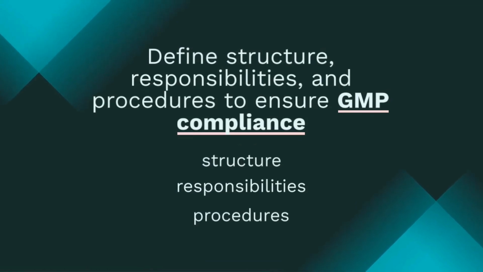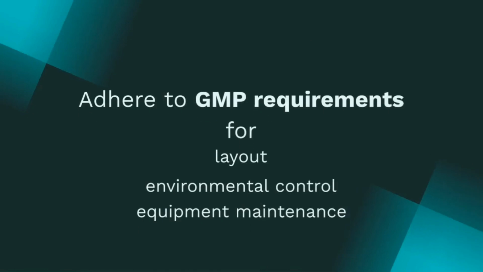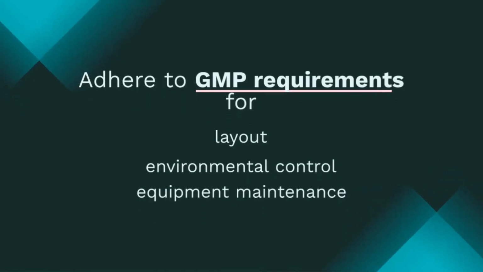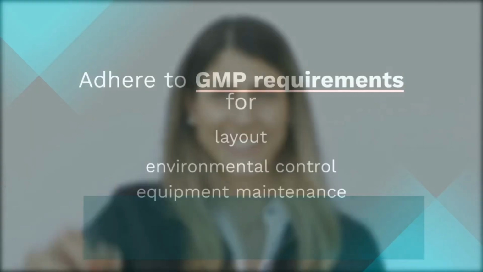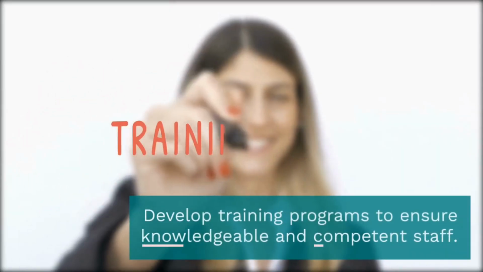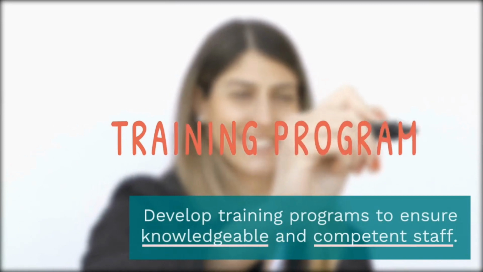3. Personnel training and qualification. Adequate training programs should be developed and implemented to ensure that personnel involved in manufacturing processes are knowledgeable and competent in their respective roles. 4. Document control. Comprehensive documentation systems should be established to control and manage procedures, specifications, batch records, and other relevant documents. These documents should be regularly reviewed, revised, and approved.